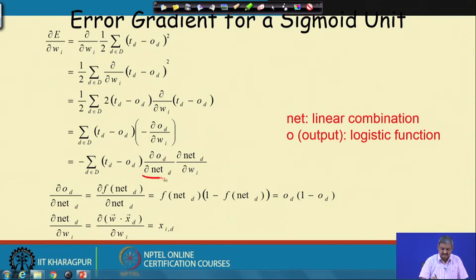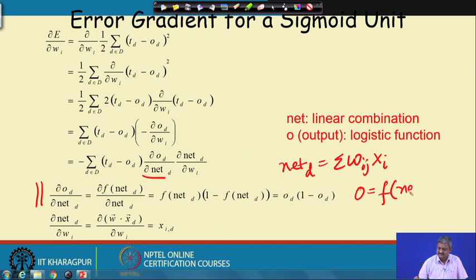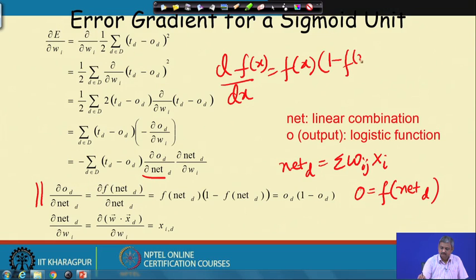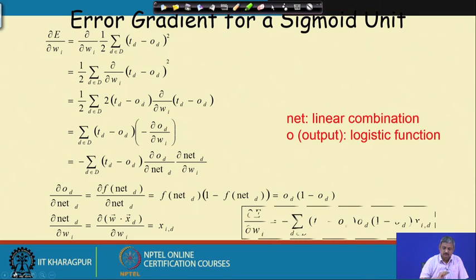Then these terms can be further expanded like this, where net is the summation of Wi xi, with xi from the previous layer. And this O is f of net, where f is the sigmoid. If you write down from the previous property the derivative of f, you get this, which is this. Similarly, if you do this, you get this. All right. So, if I go on further, this is my update rule.